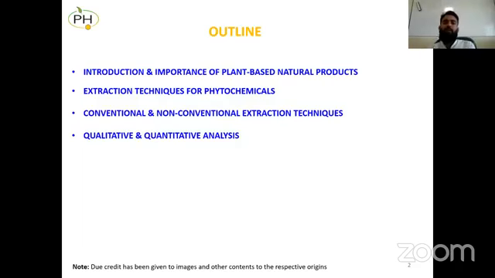The presentation includes the introductory part of these natural products and the importance of plant based products in our day-to-day life, as well as extraction, which will be discussed in depth, including some conventional and non-conventional extraction techniques. After that, qualitative and quantitative methods for the analysis of plants and their products will be discussed. Note that I have given acknowledgement to the images and other contents with their references.